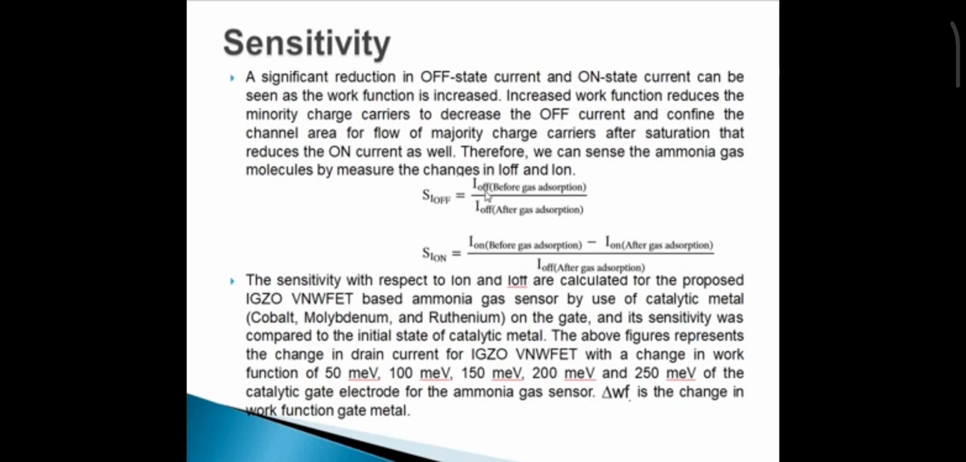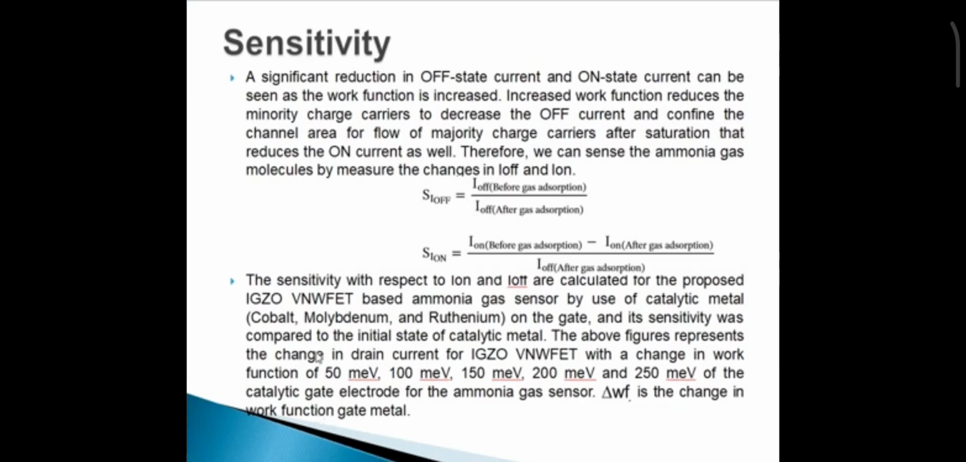I off current before the gas absorption divided by the off current after the gas absorption. The formula for the on current sensitivity: I on before the gas absorption minus I on after the gas absorption, divided by I off after the gas absorption.